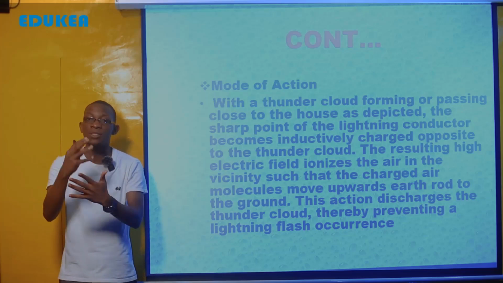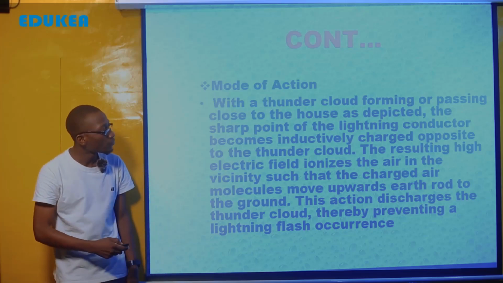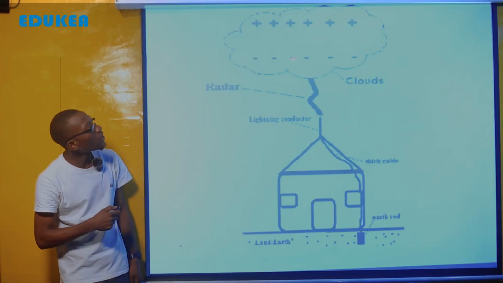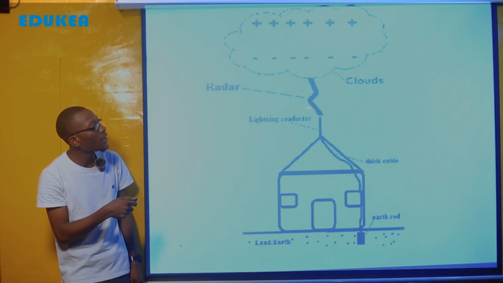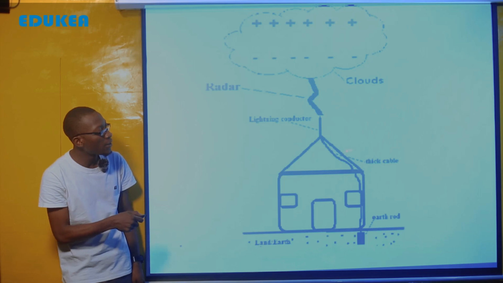So we can see here the lightning trap, the clouds coming, with the air being trapped here, then a thick wire transmits these charges to the ground.